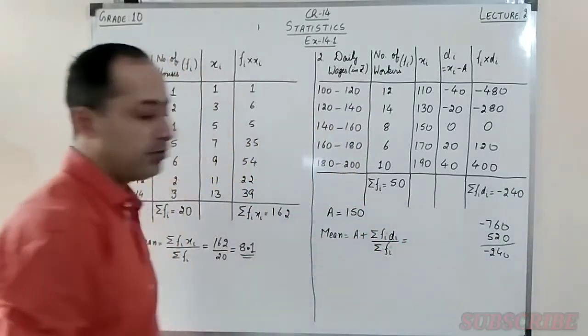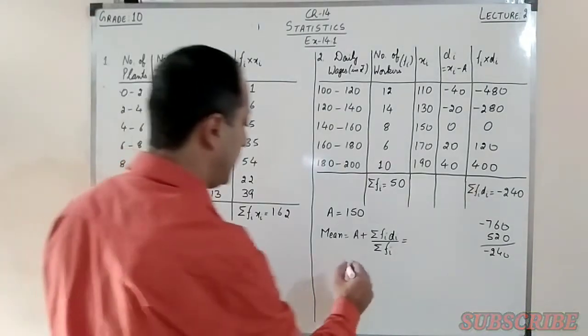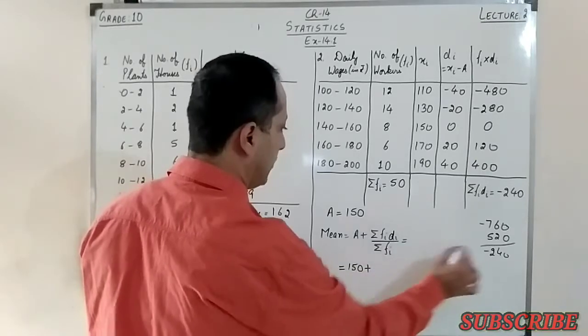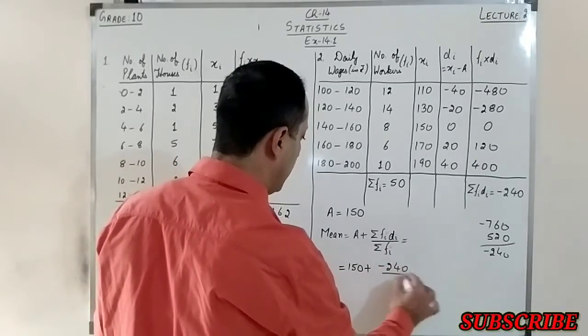Now we substitute the values and let's find the answer. A is 150 plus summation Fi Di, which is minus 240, upon 50.